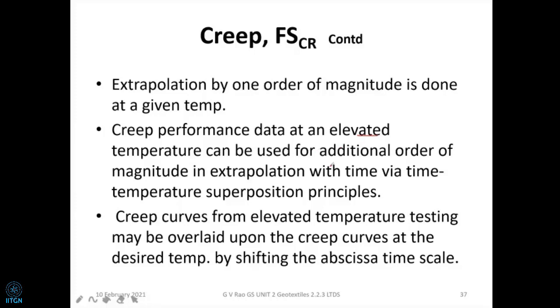And for an additional order of magnitude in establishing the time, we are going to do, let's say, tests at 20 degrees, 30 degrees, 40 degrees, 50 degrees Celsius. Each range of this increase, 10 degrees Celsius, is taken as one log cycle. That is called time temperature superposition, which is accepted in polymer technology. Creep curves from elevated temperature testing may be overlaid upon the creep curves at the desired temperature by shifting the abscissa time scale. That's what we'll see.